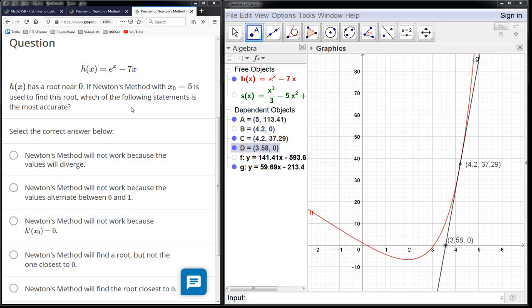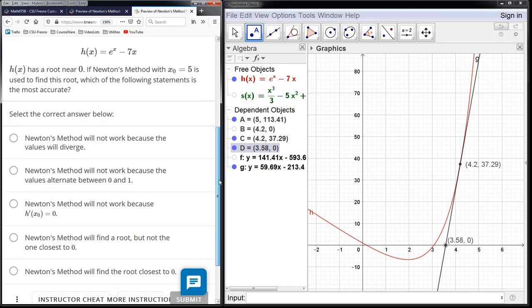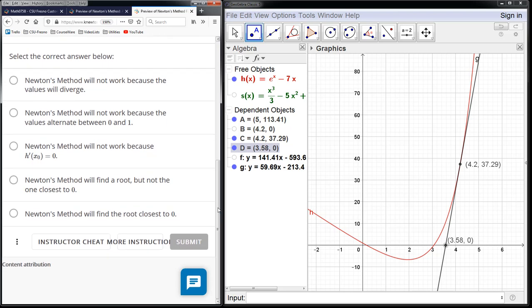So which of the following statements is most accurate? Newton's method will find a root, but it's not finding the root that's closest to 0. It's definitely finding a root. It's going to get close to a root, but it's getting close to the root that's near 3. That's cool, that's good information, but it's not the information that I wanted.